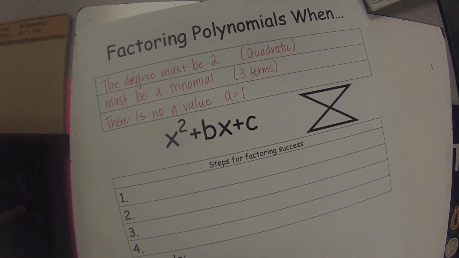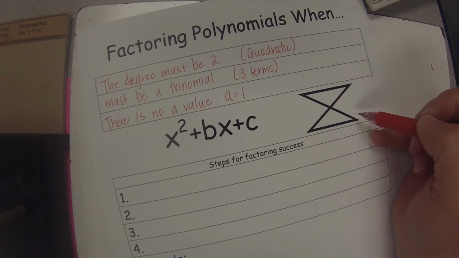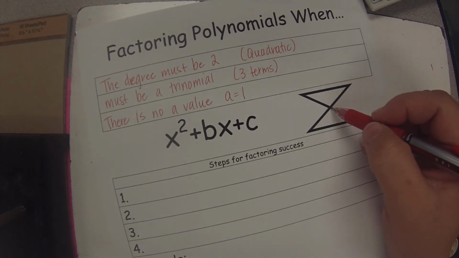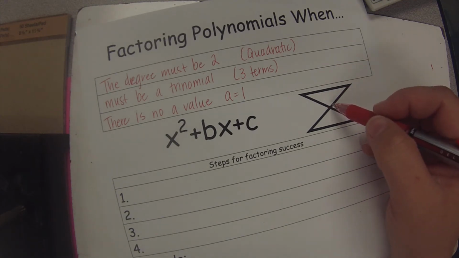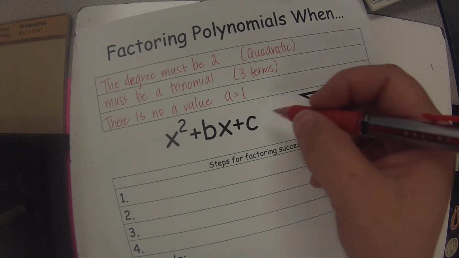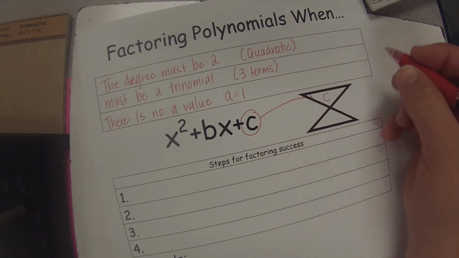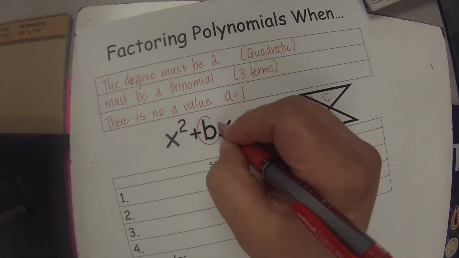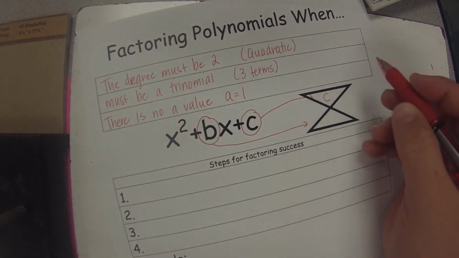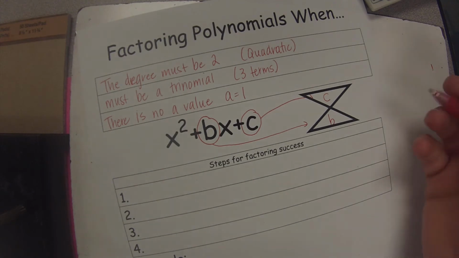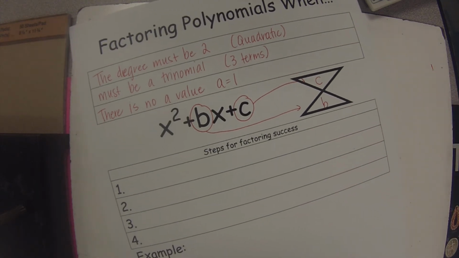Okay, the next thing is we want to talk about some format that we're going to use to help us solve this. You see this little x over here, it really looks like an hourglass, but we're going to treat it like an x. What's going to happen is we're going to take our c value and put it in the top of this, and we're going to take our b value and put it in the bottom. And then when we fill out these steps, you'll see when these come in handy.